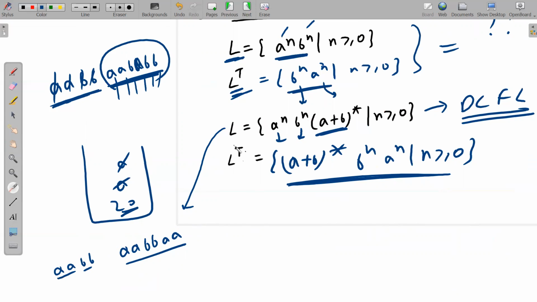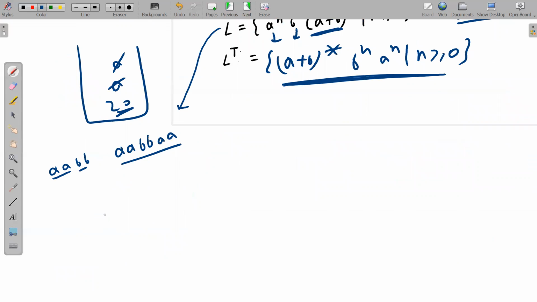Or you can say another string from this language L. So A^n B^n, that means n here is 2, double A, double B. Now here we have from (A+B)* this string. Now see here carefully. There is no confusion. A's will be pushed, and from B we will do popping, and then we will ignore all these symbols. Now just reverse this string: double A, double B, double A, double B, double A.